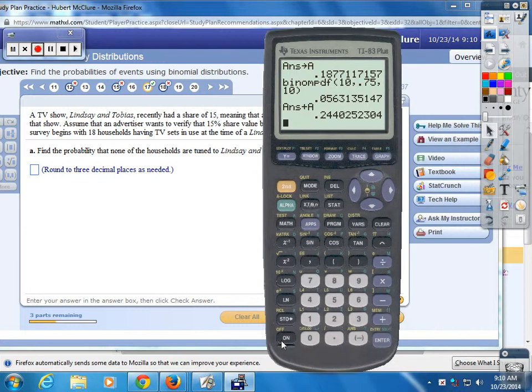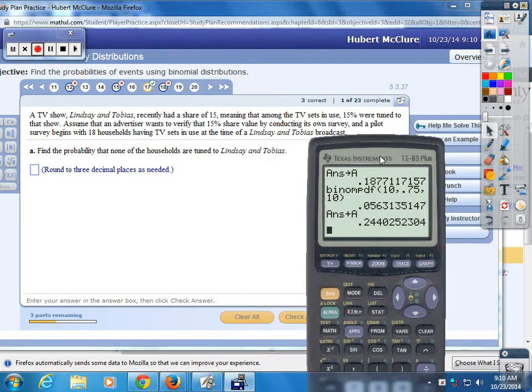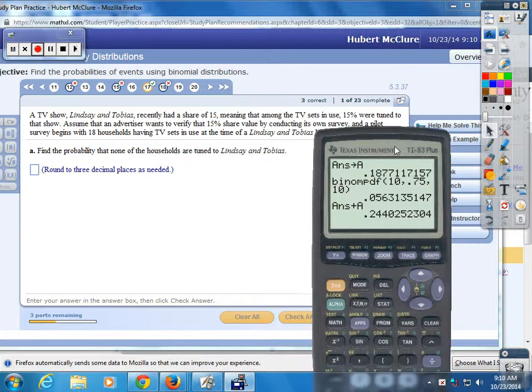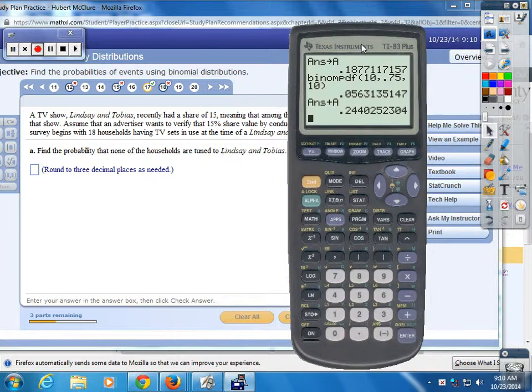Let me ask you a question. Is the math the problem on these problems, or is it picking out the math? Picking out what you need to do. So you're going to have to think. Your calculator won't tell you that.